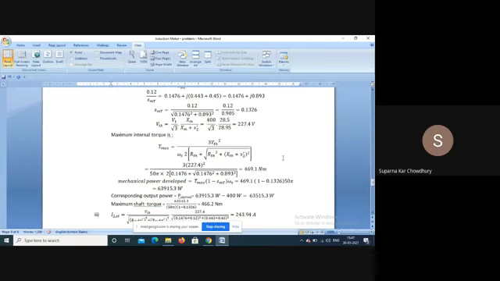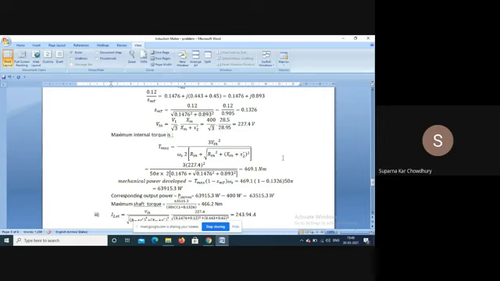So putting the values, we get the maximum torque as 469.1 Newton meter. So mechanical power developed corresponding to maximum torque will be maximum torque into the speed of the motor at that condition. So for speed, we will have 1 minus SMT into omega s. Again putting the values, we get the mechanical power developed under this condition as 63915.3 watt.